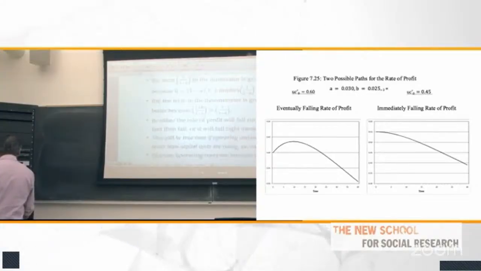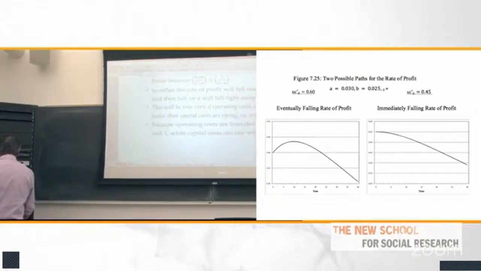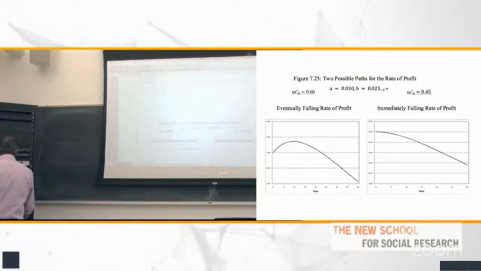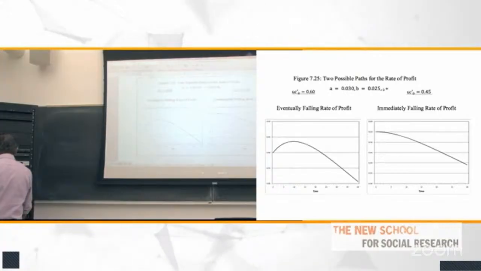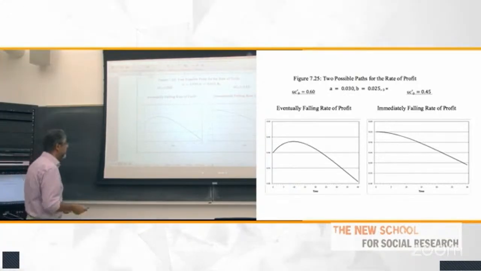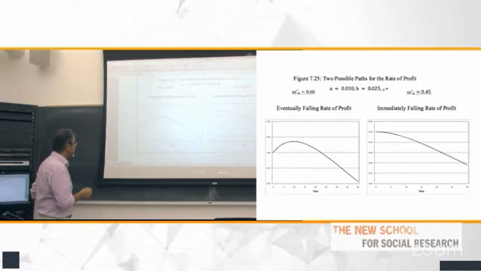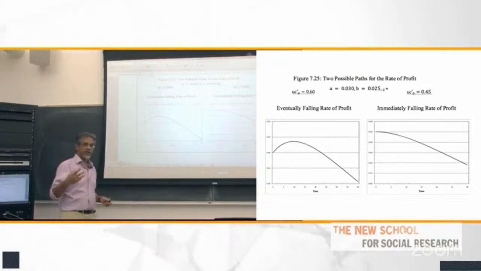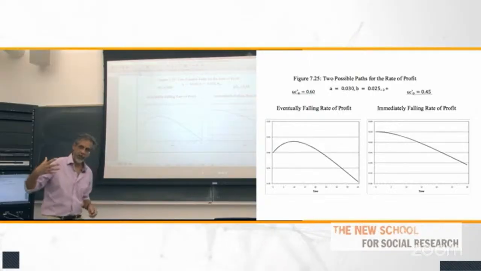And you can show it for yourself. This is a simple spreadsheet example. You could do it in 10 minutes, 3 minutes, if you know how to use data or whatever. And if you do that, you'll find that there are really only two possible paths under these assumptions. One is that the profit rate will rise for some time and then fall, and the other is it'll start falling right away.